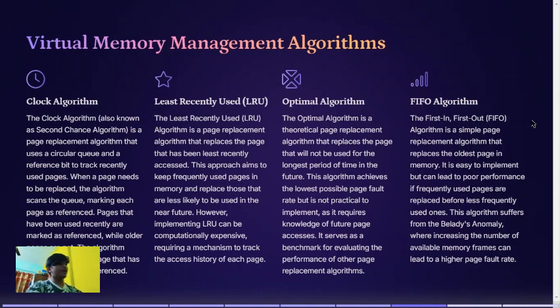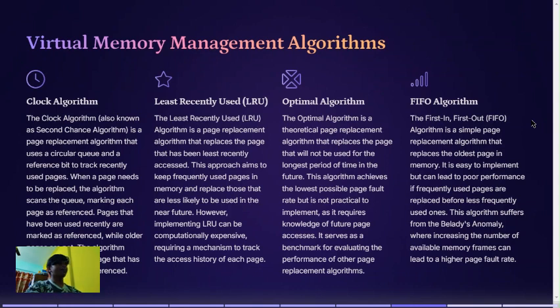Least recently used, LRU. The least recently used LRU algorithm is a page replacement algorithm that replaces the page that has been least recently accessed. This approach aims to keep frequently used pages in memory and replace those that are less likely to be used in the near future. However, implementing LRU can be computationally expensive, requiring a mechanism to track the access history of each page.